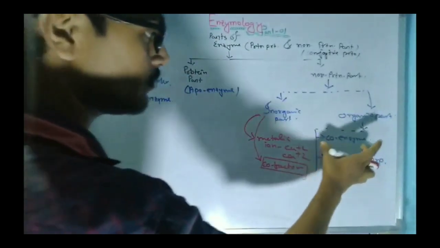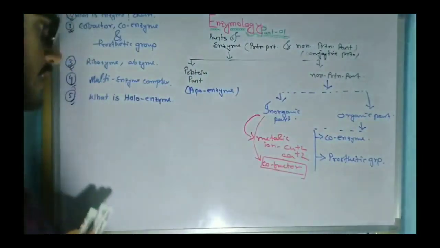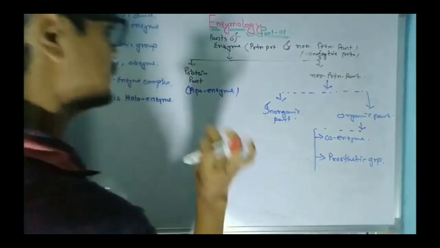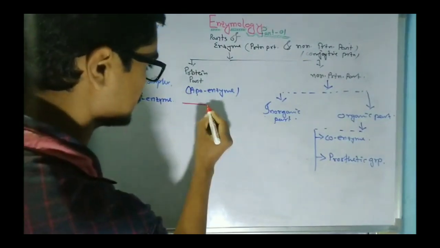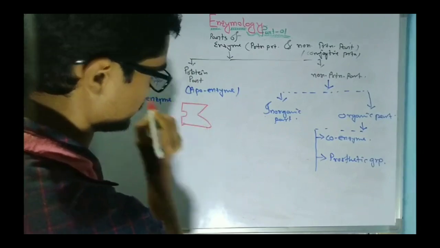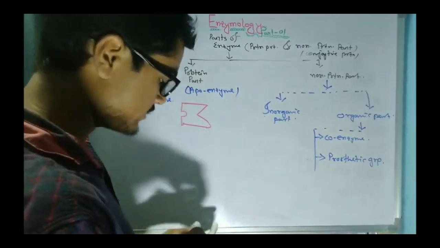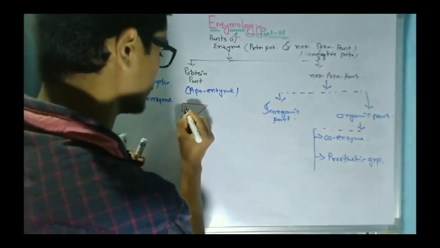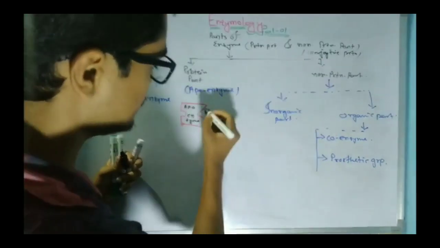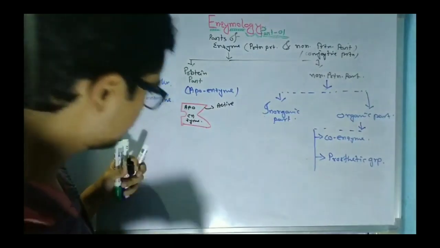Now let me explain what a coenzyme is. Let's suppose this is an enzyme, and this is the protein part of the enzyme. We know the protein part of the enzyme is known as the apoenzyme, and this part is known as the active site, where the substrate will come and bind.